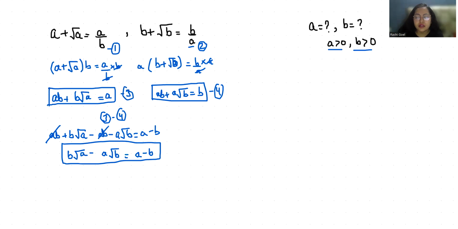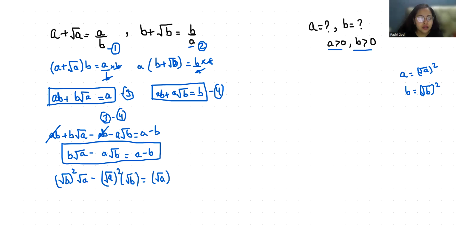Now we know that a is equals to square root of a square and b is equals to square root of b square. We can replace. So in place of b and a, I'm going to write this. So b is square root of b square root of a minus a's square root of b is equals to square root of a square minus square root of b square. So if we take out this to this side, square root of a square minus square root of b square plus square root of a square root b minus square root of b square root a is equals to 0.